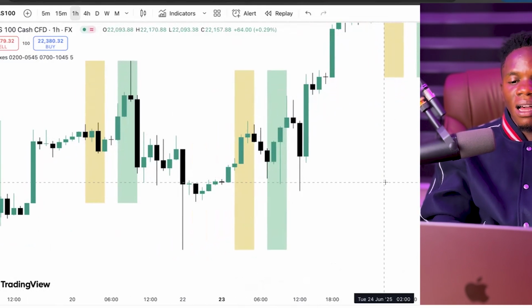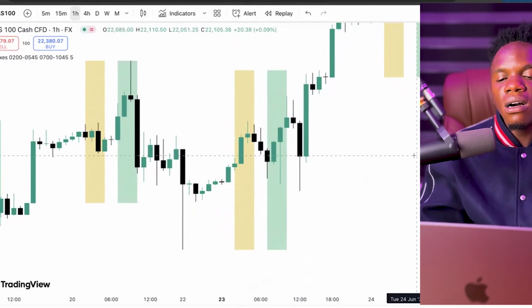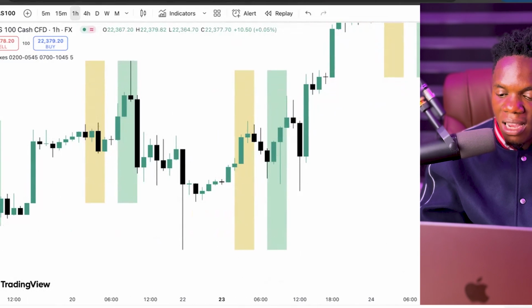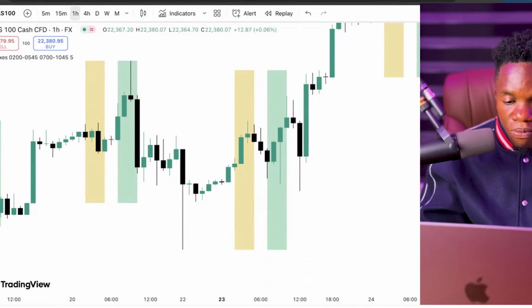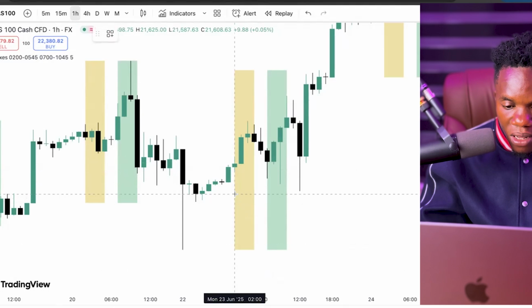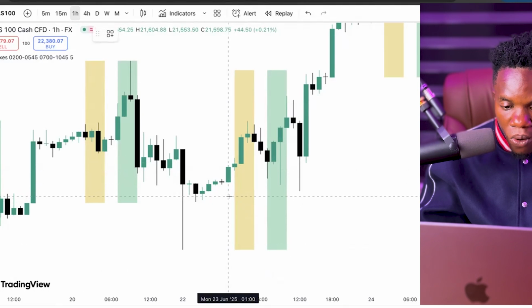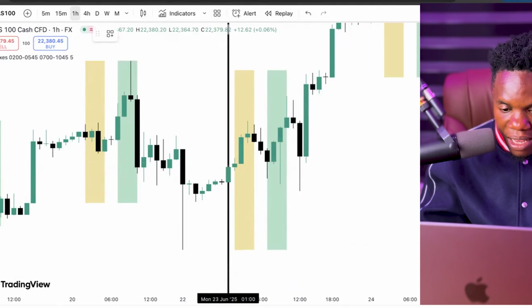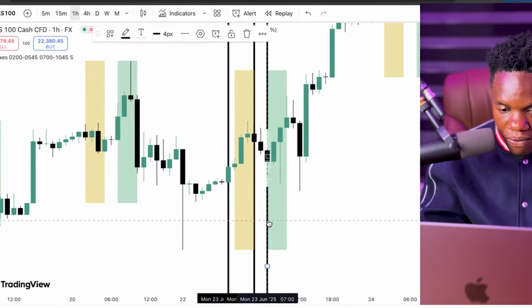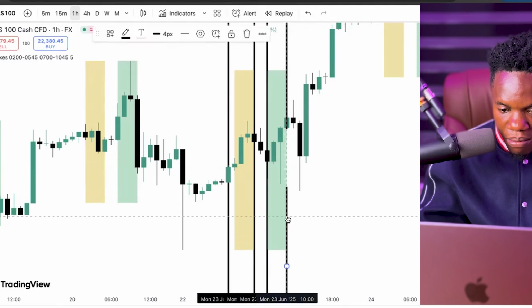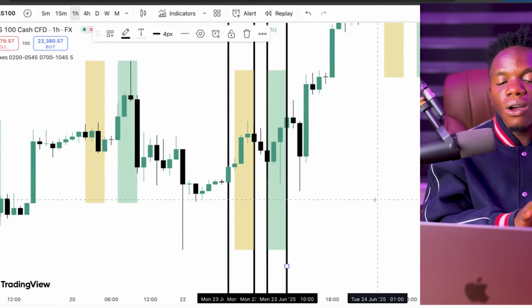Now, the way we do it as an ICT student: first of all, make sure you are making use of New York time zone. You can see my time zone is UTC-4 New York. If you don't have this indicator, you do it manually every day. You put a vertical line on 2 a.m., or 1 a.m. You can put it on 1 a.m.; for me, I use 2 a.m. Then to 5 a.m. This will be the London key zone. New York key zone will be 7 a.m. to 10 a.m. Now this is how to identify all these key zones.